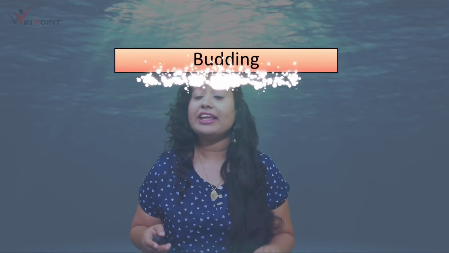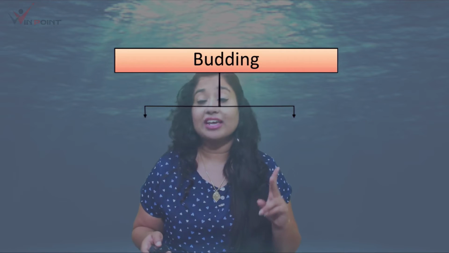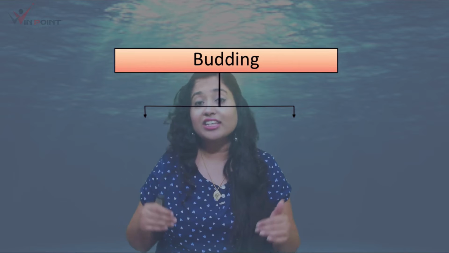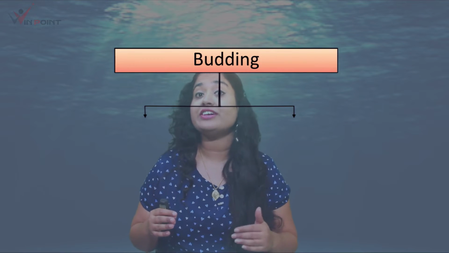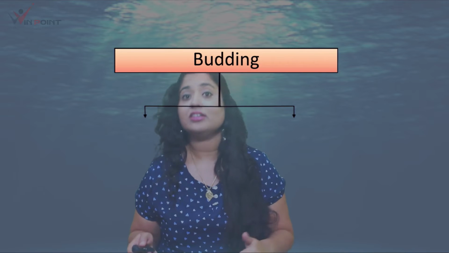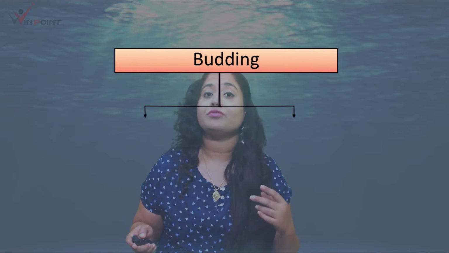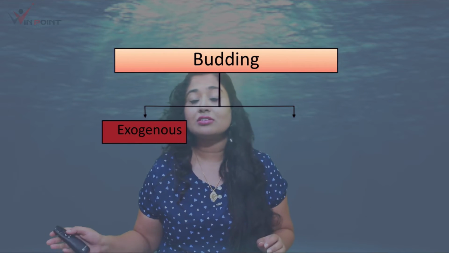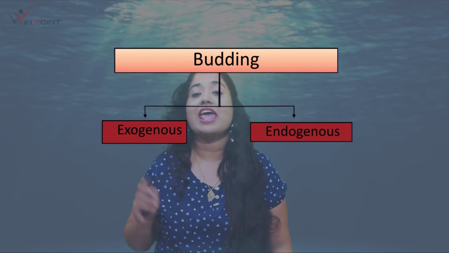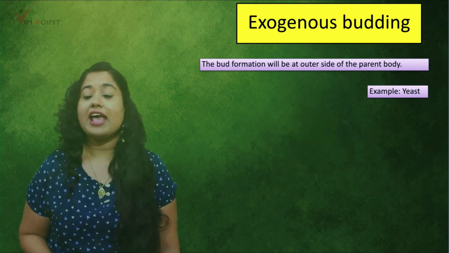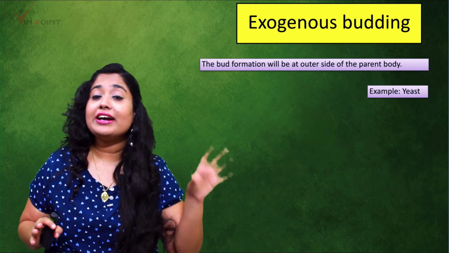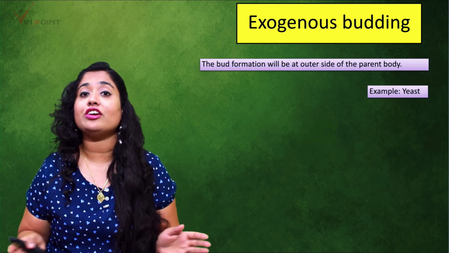Budding is of two types based on whether the bud is formed inside the body of an organism or outside the body of the organism. Based on that, budding is of two kinds: first, exogenous, and second, endogenous type. Let's discuss the exogenous type. Exogenous budding is the budding in which the bud is formed on the outer side of the parent body.